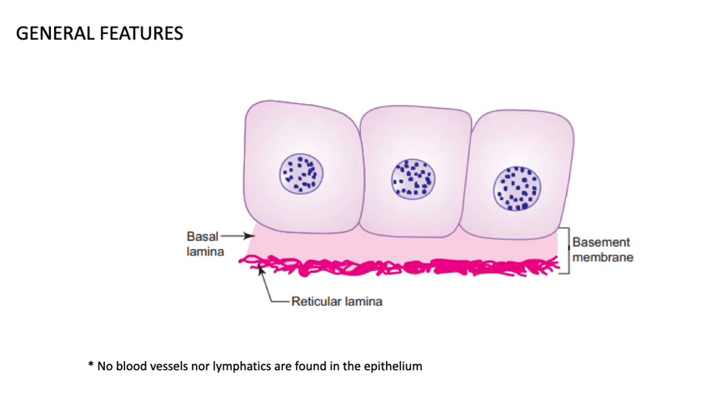Epithelium is derived from all the three germ layers. Skin is derived from ectoderm. Respiratory and digestive system are derived from endoderm, whereas the cardiovascular system is derived from mesoderm.